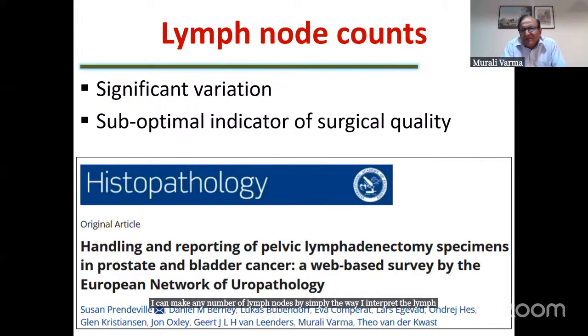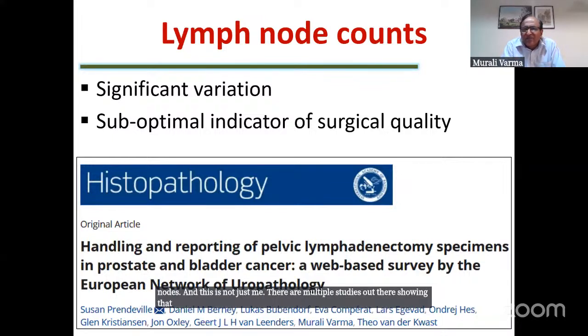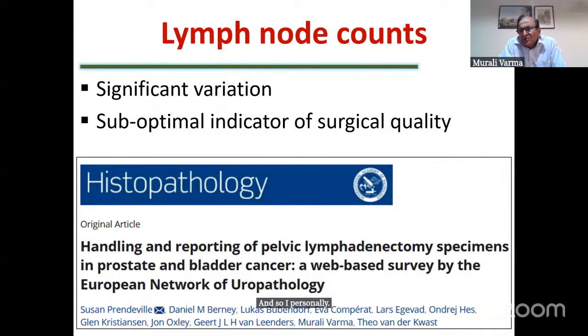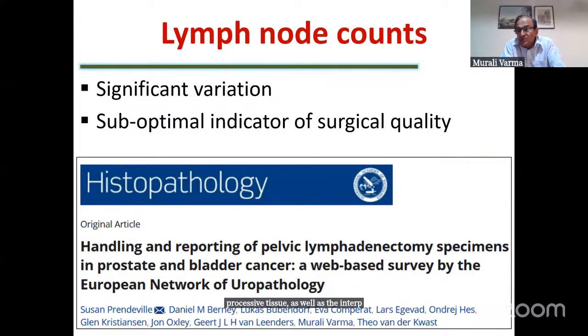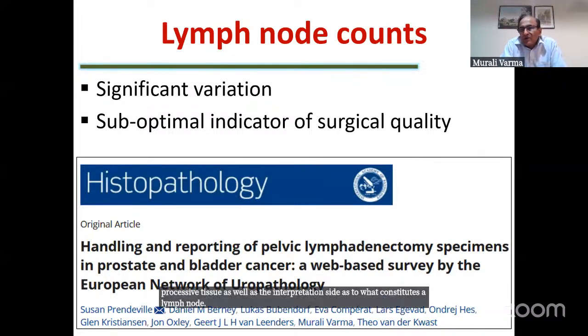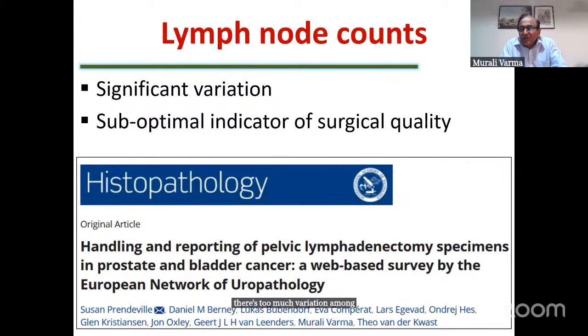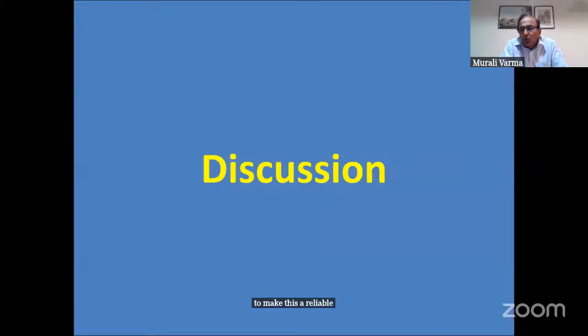And this is not just me. There are multiple studies out there showing that there is significant variation in lymph node counts. So personally, I'm not a great fan of surgeons using the lymph node count as an indicator of the quality of their surgical technique, because I think there is far too much variation, both from the technical side about how we process the tissue, as well as the interpretation side as to what constitutes a lymph node. There's too much variation among pathologists to make this a reliable indicator of surgical quality.